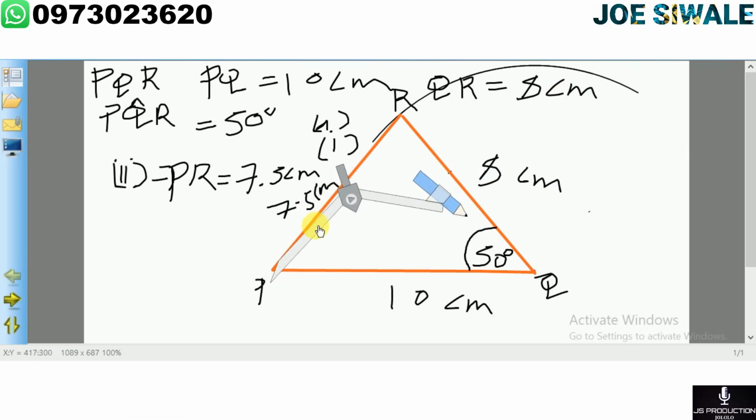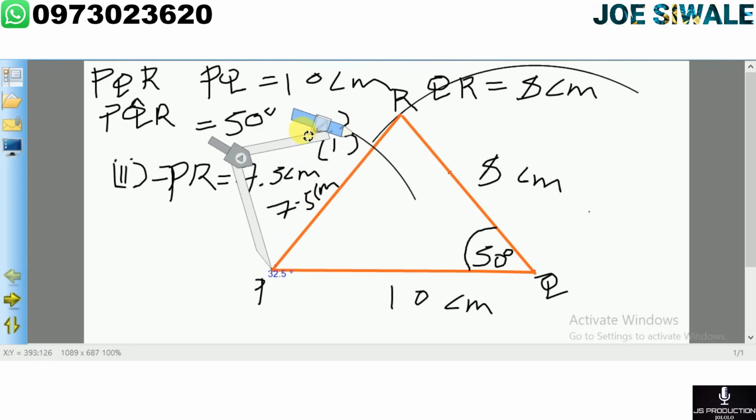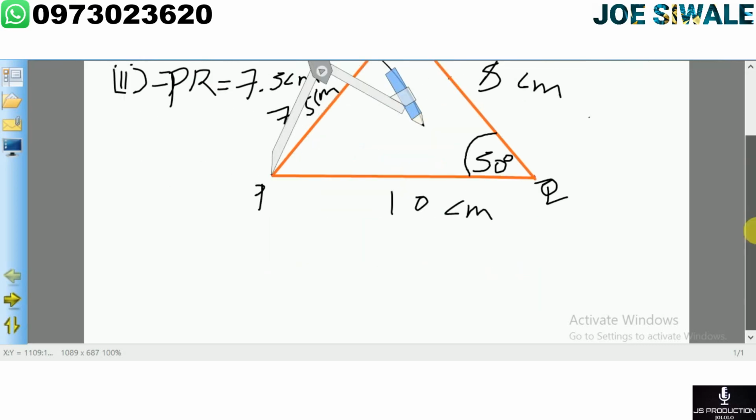So I'll get my compass and I'll measure more than half of this line, of line PQ. So the first thing is to measure more than half of this line. As you can see, this is more than half. Then I need to draw an arc. So I'll draw an arc here. And I'll draw another arc on the bottom.